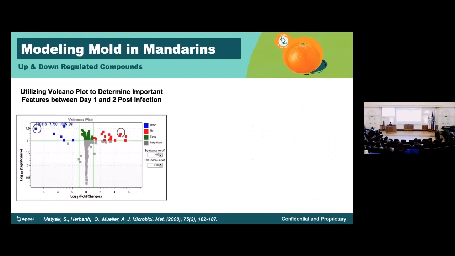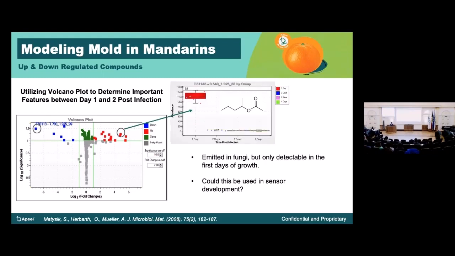We use volcano plots a lot to figure out differences between these two groups, to figure out what's upregulated and what's downregulated. We can go back to our chromatogram, identify compounds of interest, and when we look back into literature at what these compounds actually do, we see that this one is emitted in fungi, but only detectable within the first days of growth. And this is what we see in our box plot too: our abundance is high initially and then drops way off. So, can we start to use something like this in our sensor development?